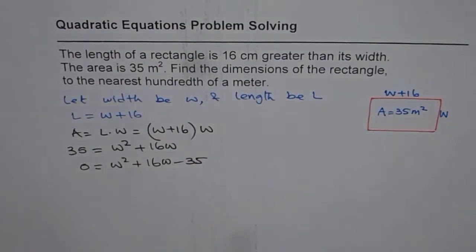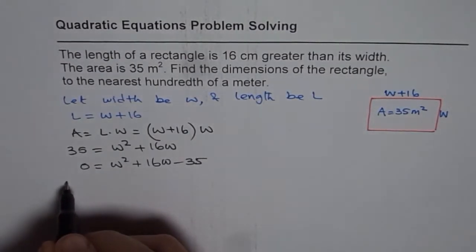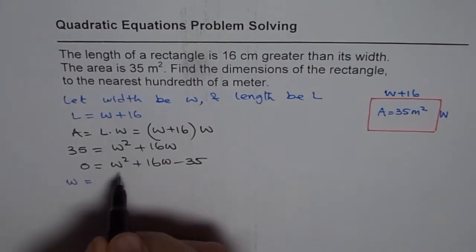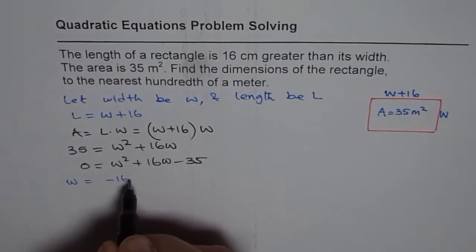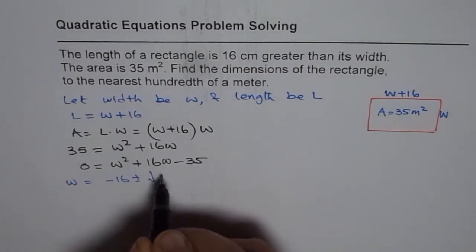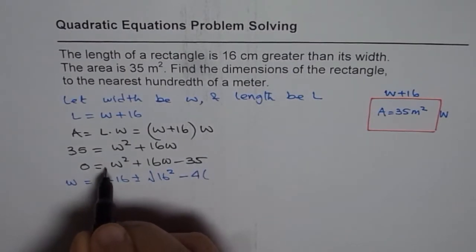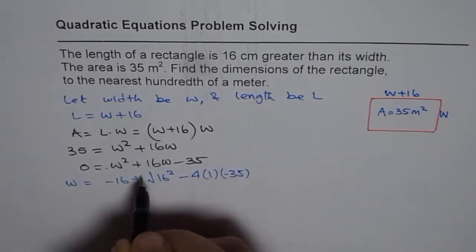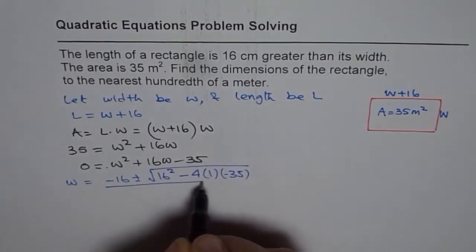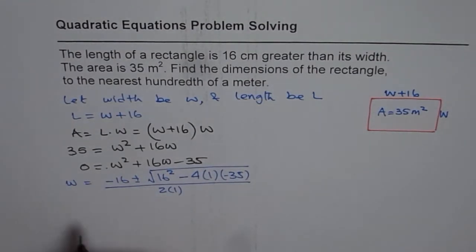Now let's use the quadratic formula, right? Let me write the quadratic formula here. So width W will be equal to minus B, which is minus 16, plus minus square root of B square, which is 16 square, minus 4 times A, which is 1, times C, which is minus 35, right? Square root, divided by 2 times A, which is 1. So that's your quadratic formula.